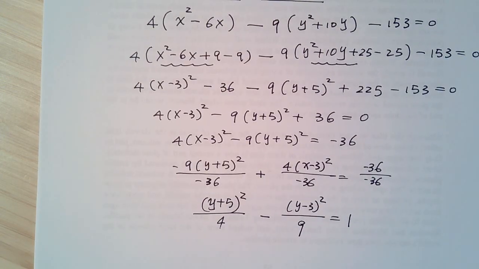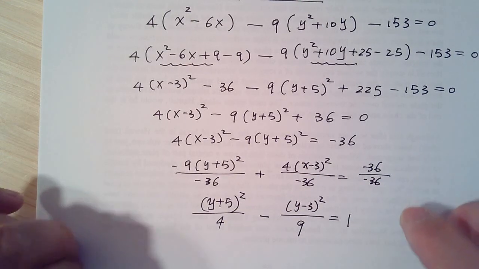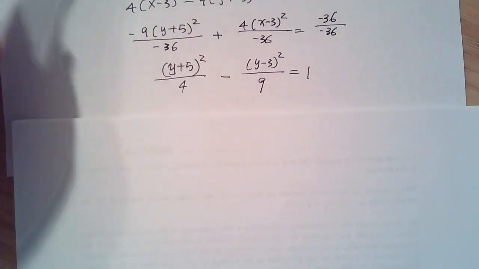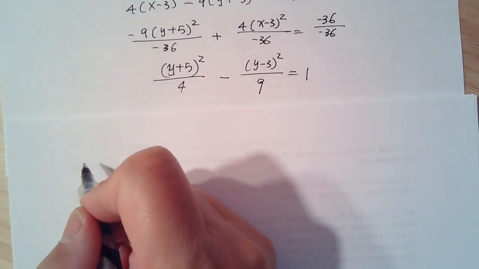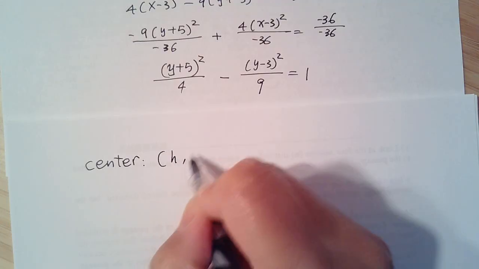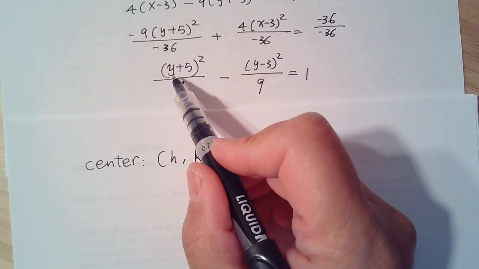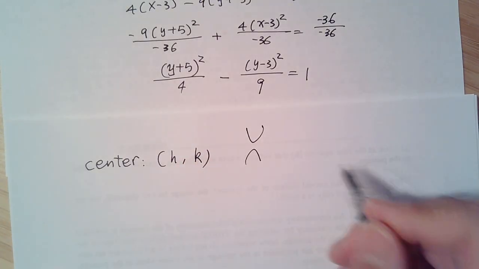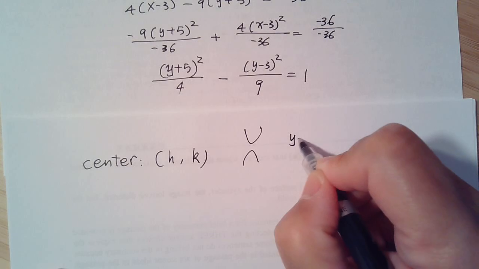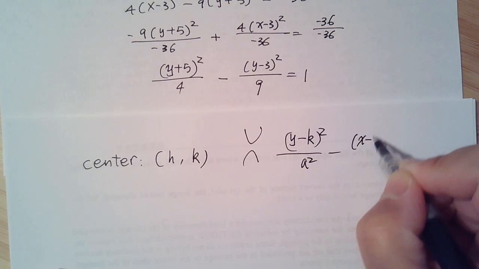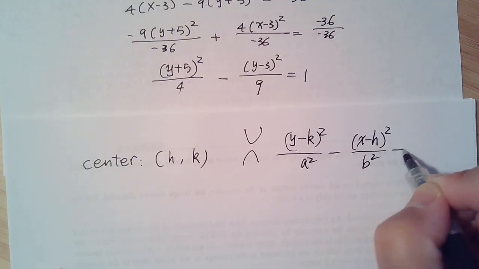Finally, we have done so much work, and finally we get to the standard form. Now this is like the review session, right? How to complete the square. All right, how do you graph this? Center h, k. This is y squared has the positive coefficient, so we should have this up and down. And that looks like this. It's y minus k squared over a squared minus x minus h squared over b squared equals 1.